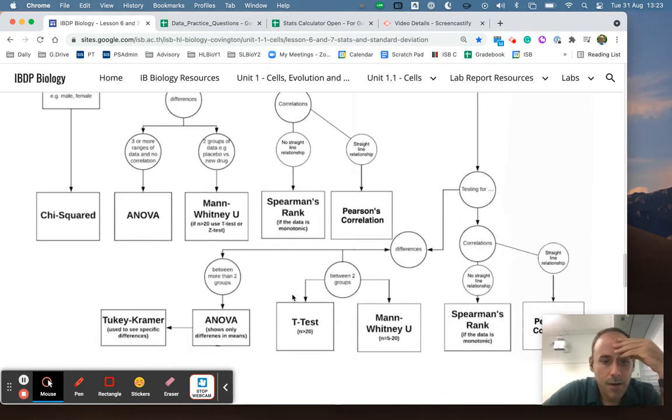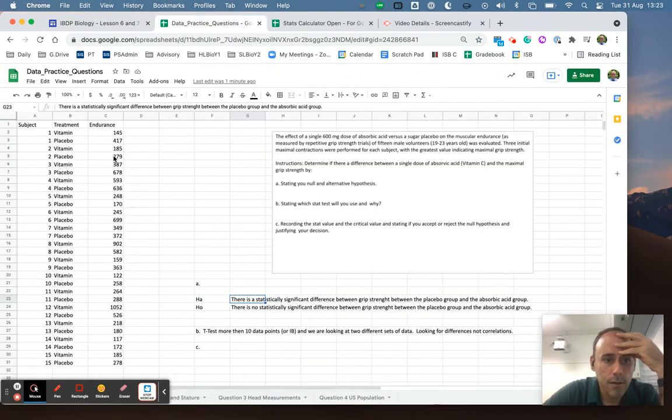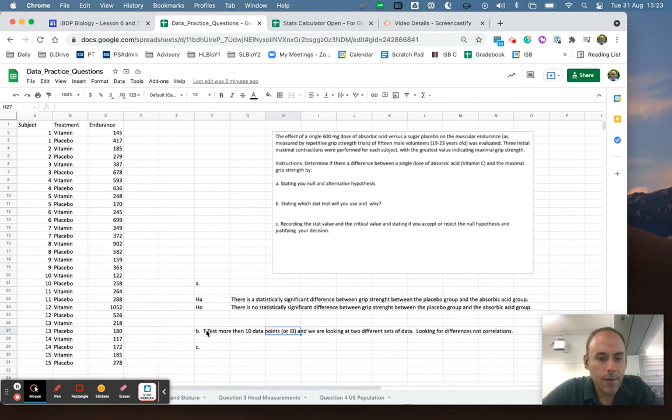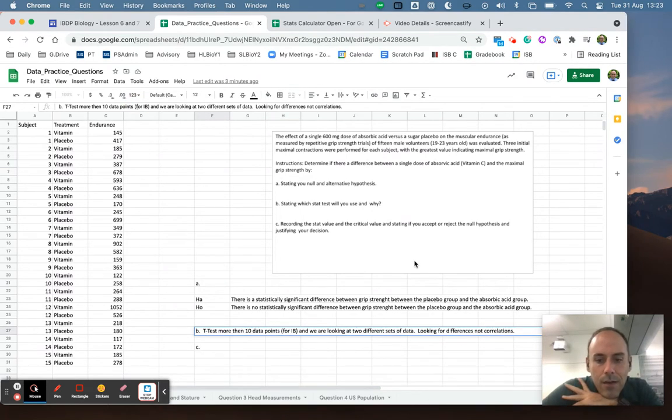So we're into these areas. Now we have placebo and we have vitamin C. So it's two groups, so now we're between these. We're going to go t-test. I know we don't quite have 20, but it's close enough for IB biology. Okay, so then the thing now is to sort all this data out. I've written my null hypothesis. I've justified my t-test. We have 10 or more data points, right? Which is fine for IB. And we're looking at two different sets of data. So we're looking for differences, not correlations, is the key point that leads us towards a t-test.